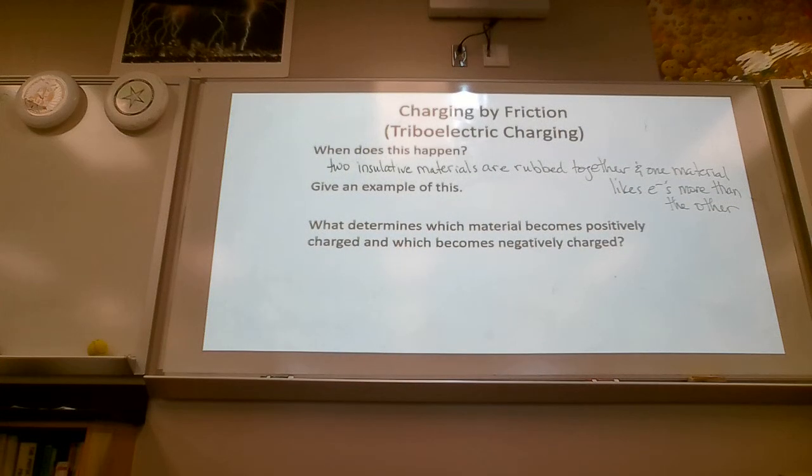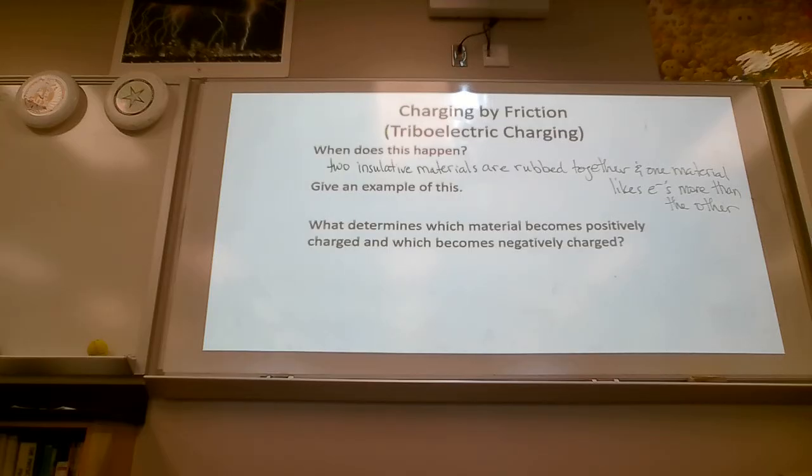Oh, yes, carpet. Rocks on a carpet, shoes on a carpet. Getting in and out of a car. You're rubbing your butt across the seat, and then you go to touch your car. Yes. And it happens all the time in the wintertime. Pay attention. Next time you get shocked, you're like, why did that happen?